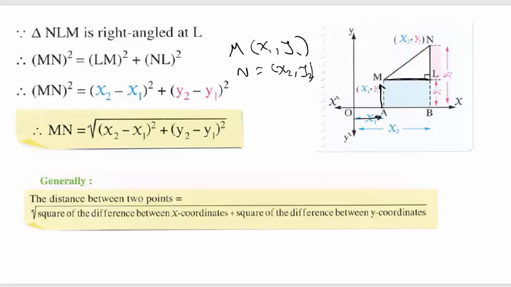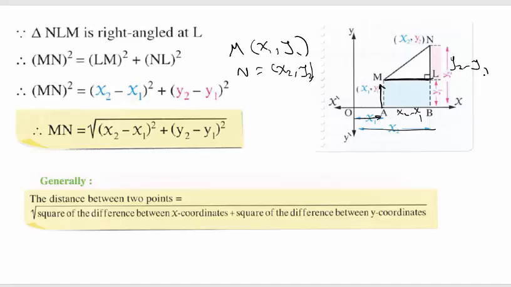To find this distance, this is the difference between x2 and x1. So I can write that AB is x2 minus x1. And what about this distance, which is y2 minus y1? Because it's the difference between the second y and the first y. And also for the horizontal distance, it will be the difference between the first x and the second x.